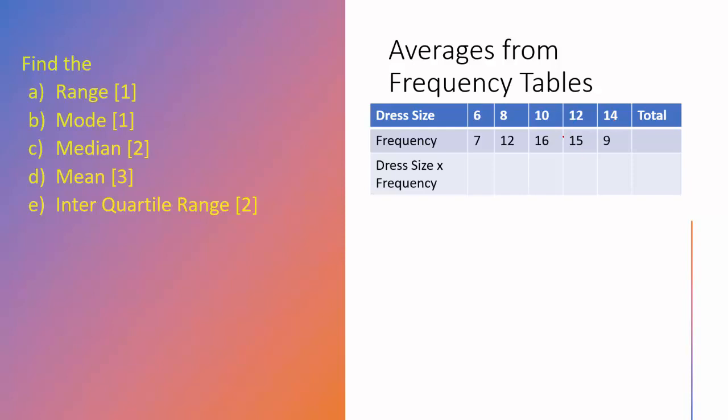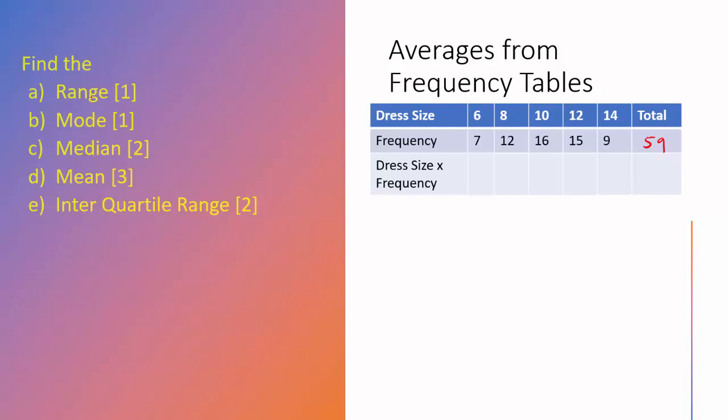So the first thing we're going to do is work out how many people there are. So for that, we just add up all of the frequencies. So you can get your calculator and just do 7 plus 12 plus 16 plus 15 plus 9, and that would give you 59. So we now know that there are 59 people. And now we can look at answering these questions.